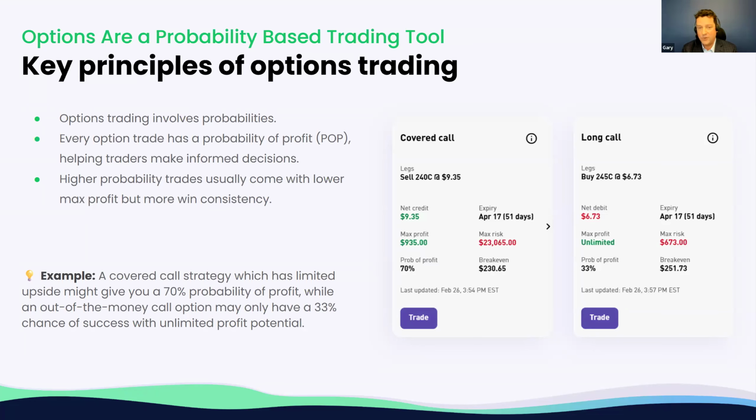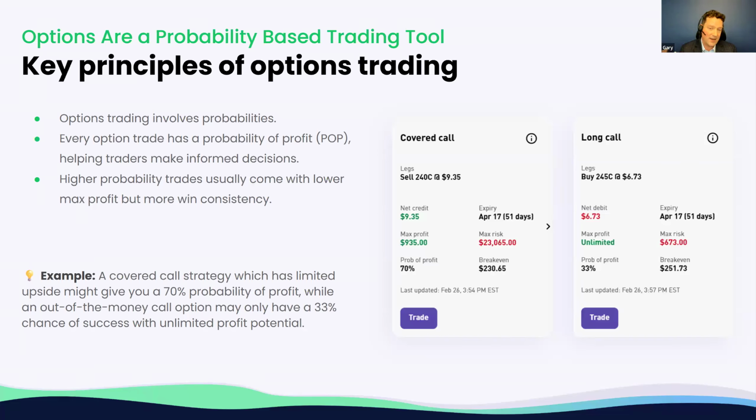So, in general, of course, higher probability trades tend to offer smaller max profits, but they win far more consistently. Lower probability trades can offer bigger payouts, but they come with a higher chance of loss. In this example, consider a covered call. It has limited upside because you're capping your potential share gains, but in exchange, you often get a higher POP, a higher probability of profit, usually above 50%. So a high probability income focus approach is what this is.